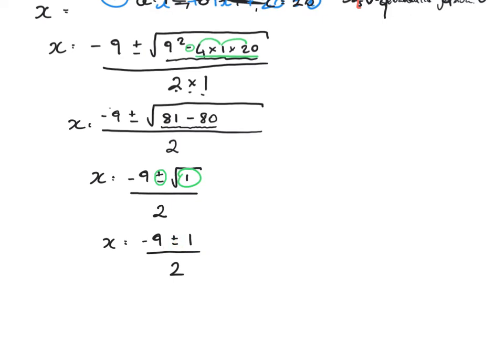So at that point let's write the word split, just to denote that things are going to start to split apart. Okay, so the first one is going to be x equals minus 9 plus 1 over 2. And the second one is going to be minus 9 minus 1 over 2.